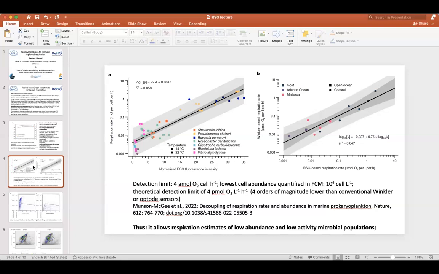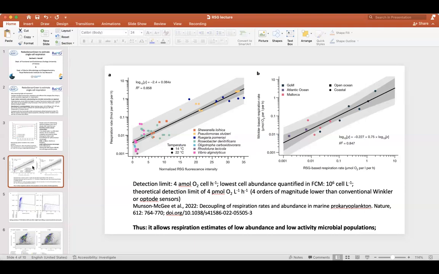And you can also, for example, compare free living versus particle-associated ones. This would also be challenging. So this is definitely something, RedoxSensorGreen, I can recommend to everyone who would like to do single cell respiration estimates. And with that, I thank you.